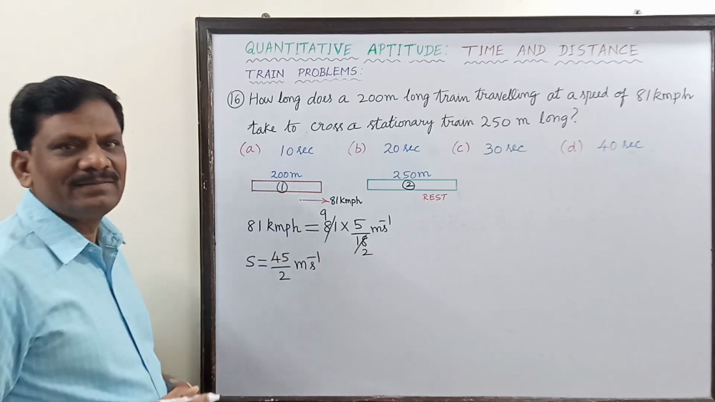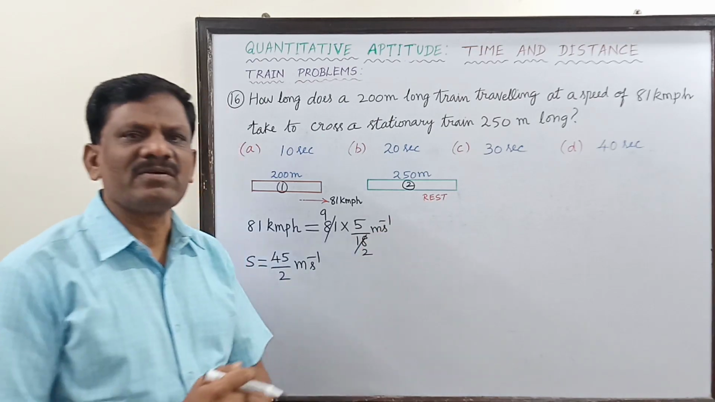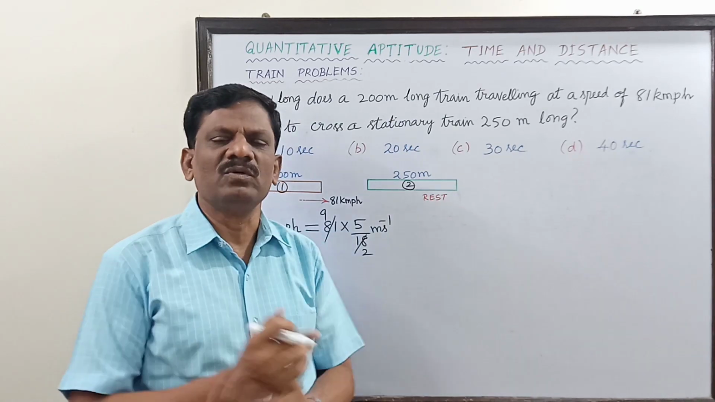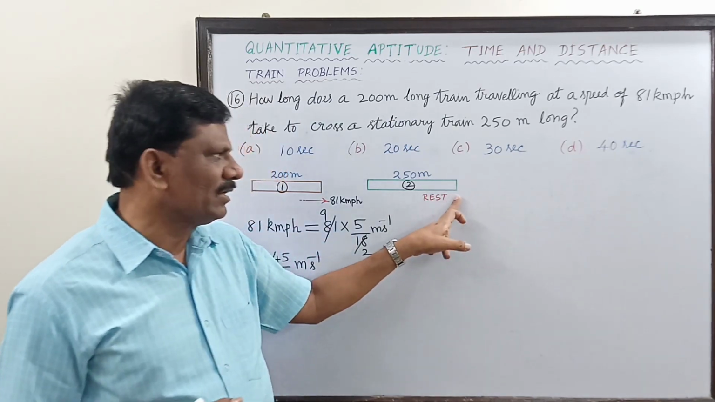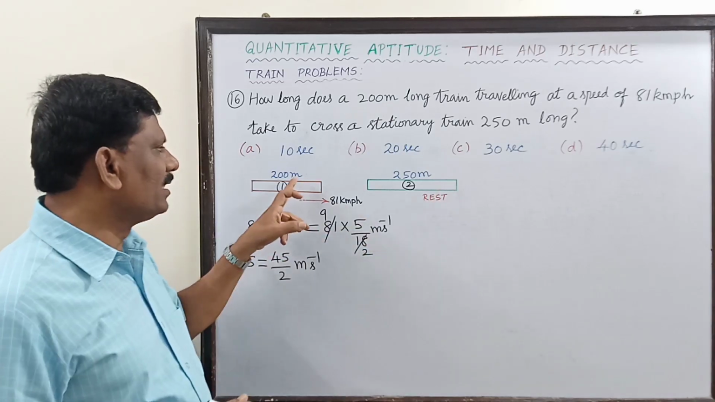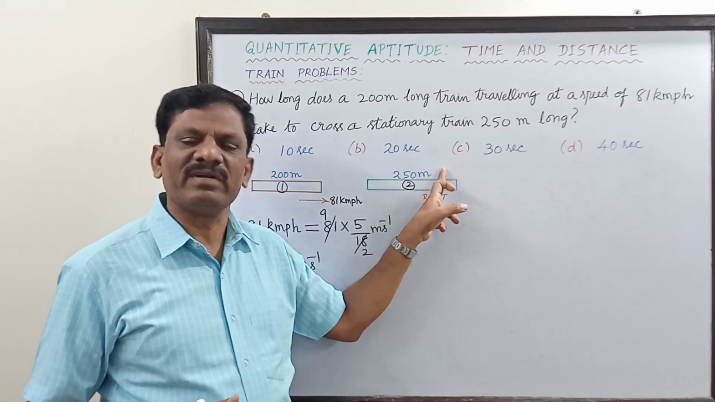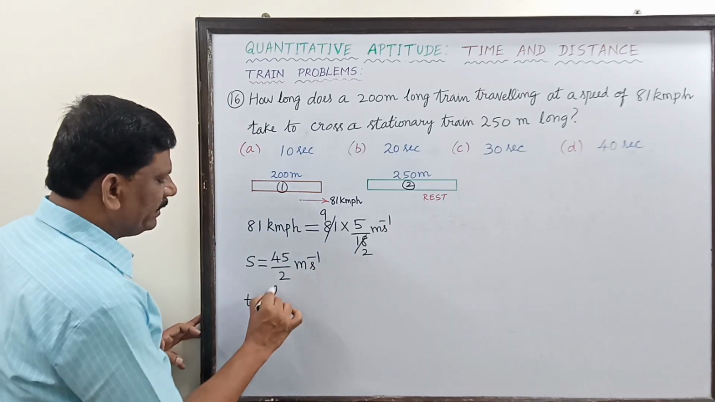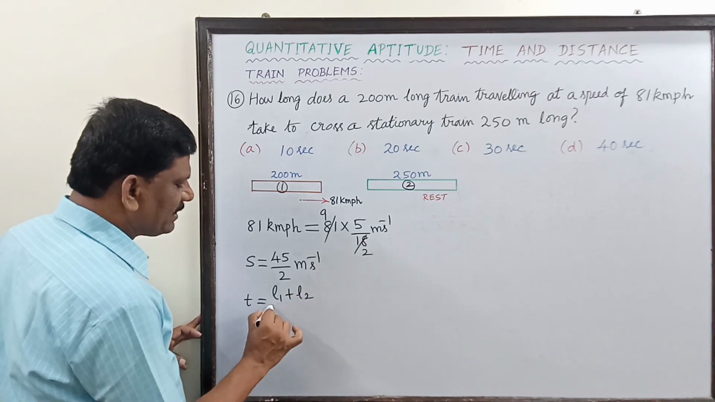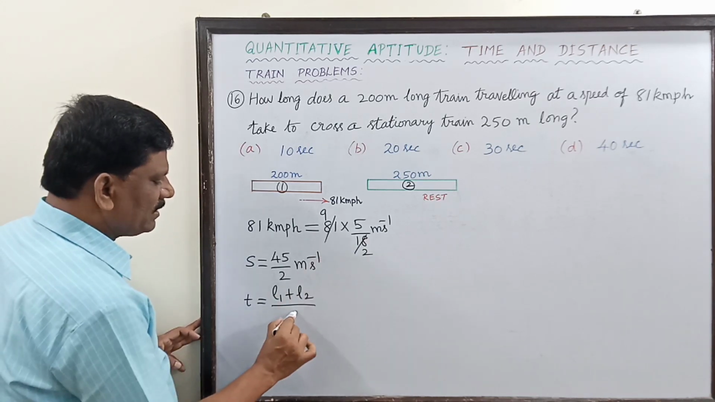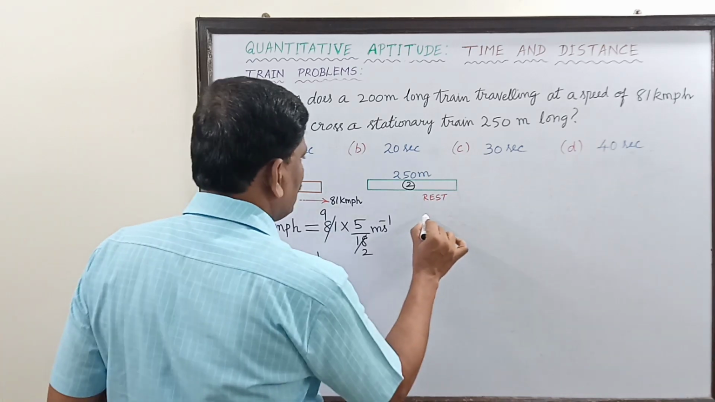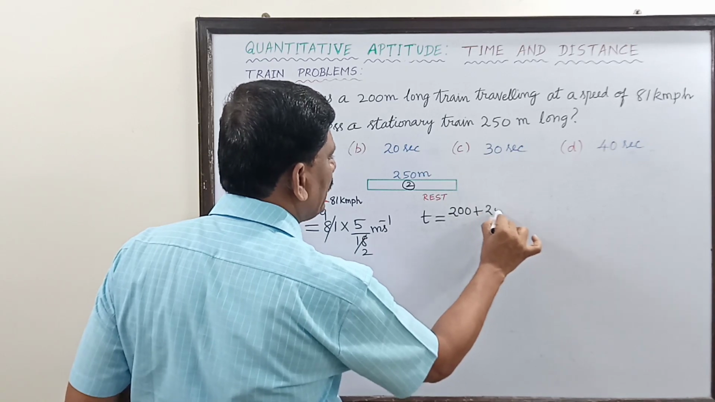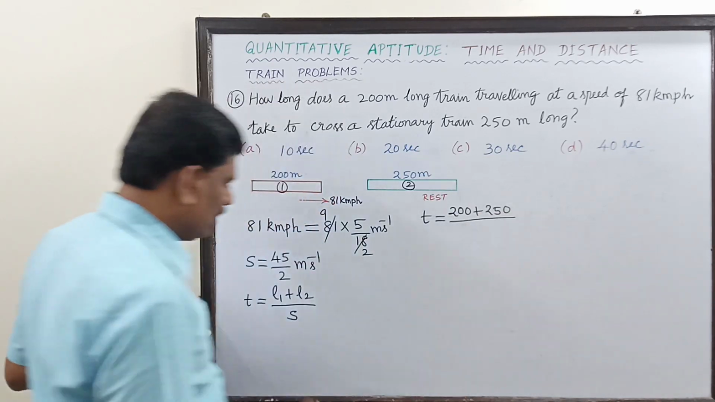Since the second train is at rest, the distance the first train has to travel to completely cross the second train is equal to the length of the first train plus the length of the second train. So time taken is equal to L1, the length of the first train, plus the length of the second train, divided by the speed. So the time taken is 200 plus 250 divided by speed.